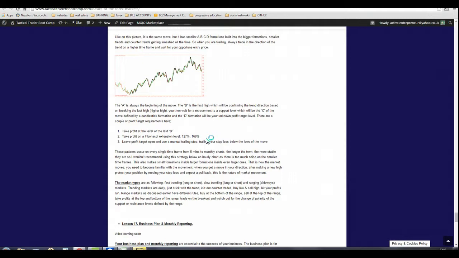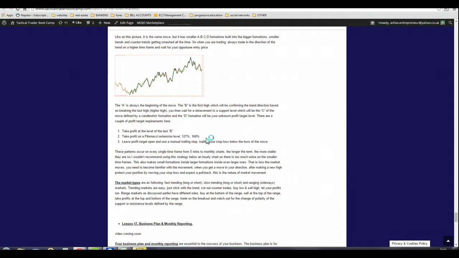Market types, we're going to talk a little bit on charts, but the market types are as follows: fast trending, whether it's long or short; slow trending, same again, long or short; and ranging markets, sideways markets. Trended markets are easy. Just stick with the trend, cut out counter trades, so in other words, don't sell when it's a long market. Rule of thumb: buy low, sell high, let your profits run.